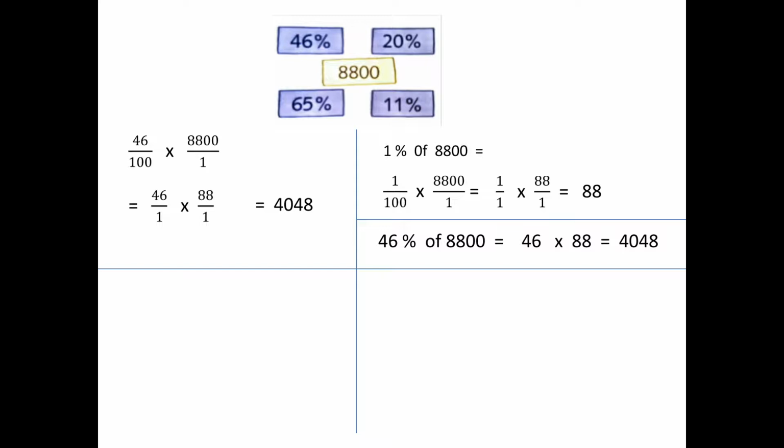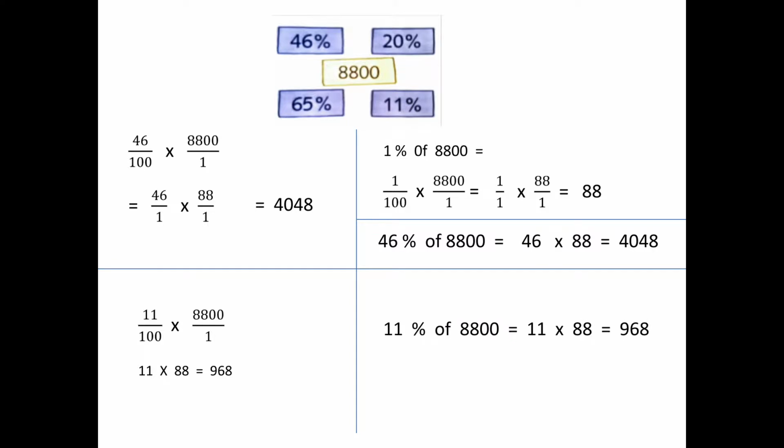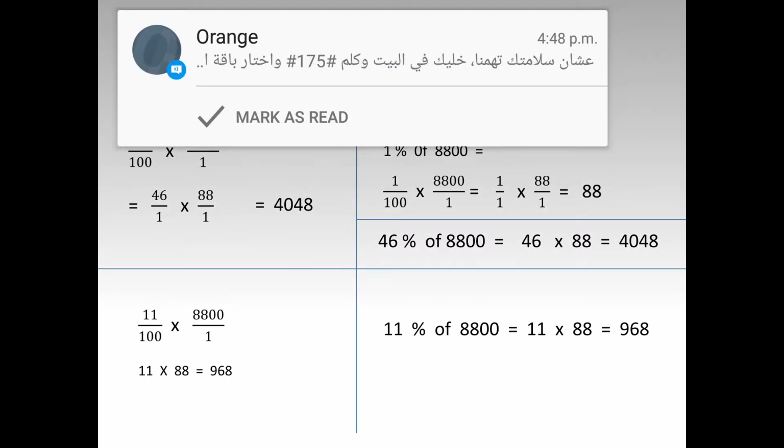Let's do the 11% with the old way. Write each number as a fraction. Simplify, multiply, you will get this number. With the new way, all of what I need to do is just to multiply the 11 times the number that I got from the 1%, and it will give you this number.